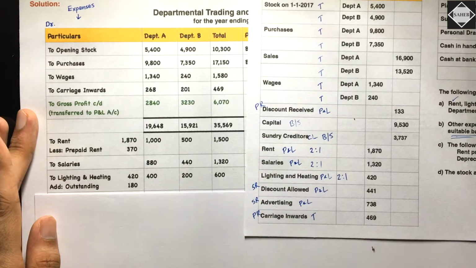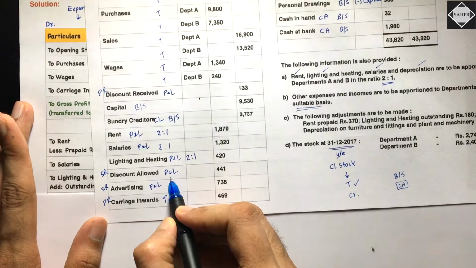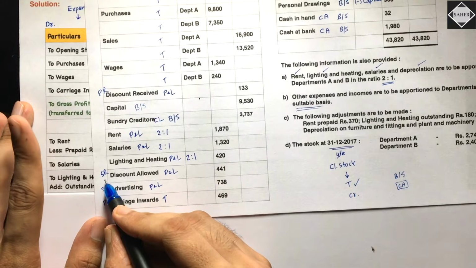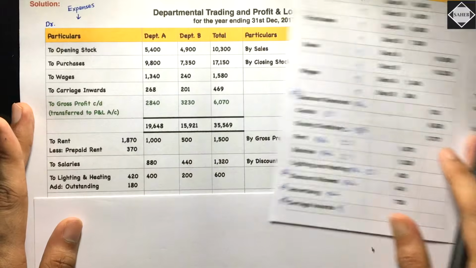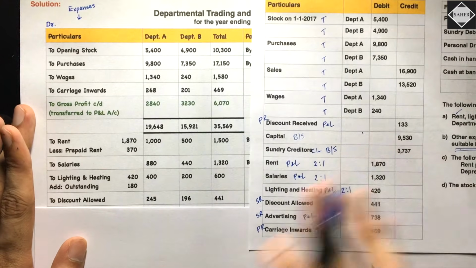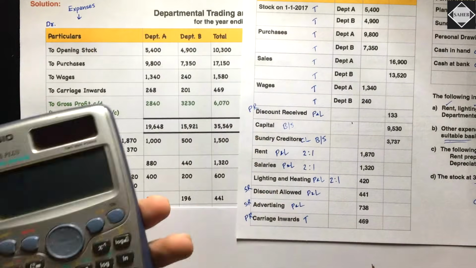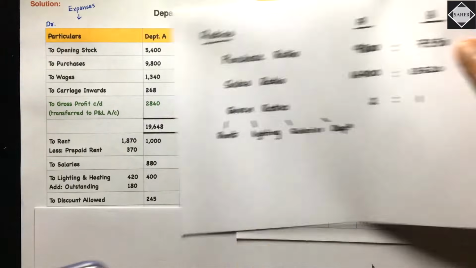Next, what do we have? Next we have discount allowed. This is also a P&L item, and it will be apportioned on the basis of the sales ratio. How much is it? 441. Let's just take that. Discount allowed 441. In which ratio? Sales ratio, because it is directly connected with sales. So see here, 441 into the sales ratio.